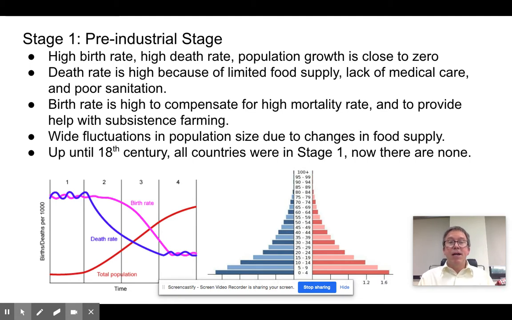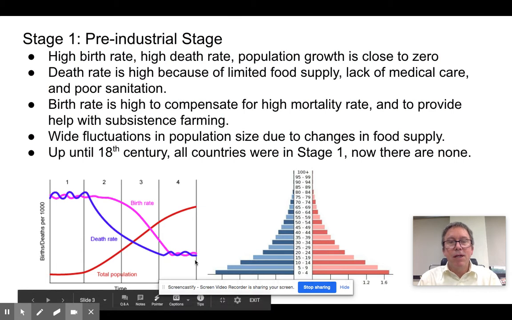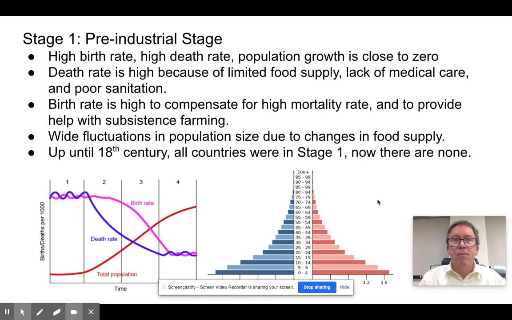Now, take a look at what an age-structure diagram looks like. It's this Christmas tree look. It's really heavy on the infants and children, and very small on the old people. So it's got this upward curve to it. That's sort of the hallmark of the stage one pre-industrial stage in the demographic model.